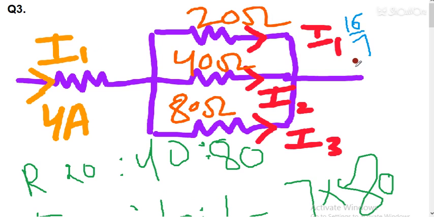Here two parts, so it will be 8 by 7, and the value of I3 will be 4 by 7, because if I simply add it then I can find my error. 16 by 7, 8 by 7 and 4 by 7, it will be 28 by 7, that is 4 ampere. But in the earlier case you can see 28 by 9 was coming. So in this way we can find the error if we made one.